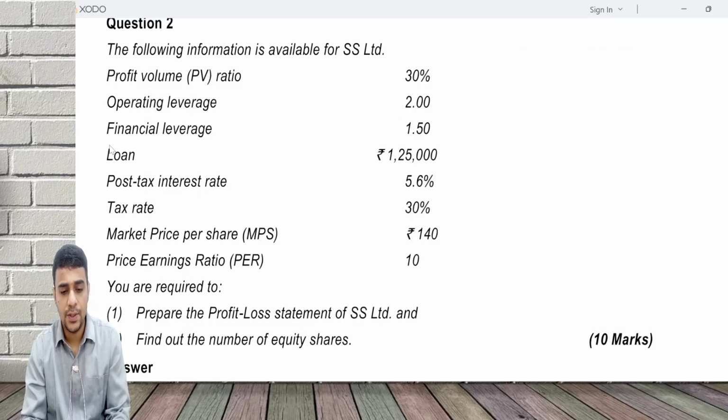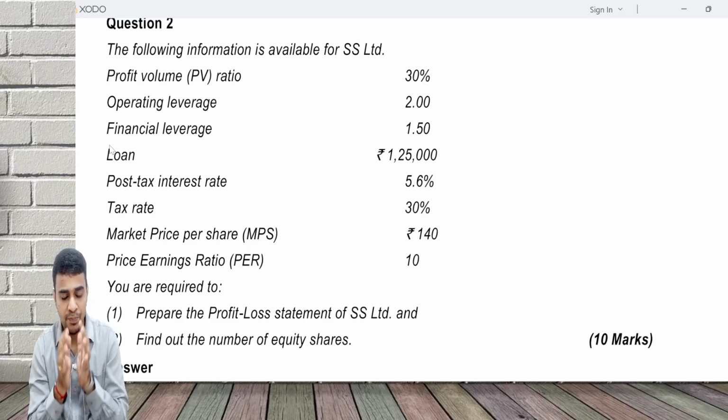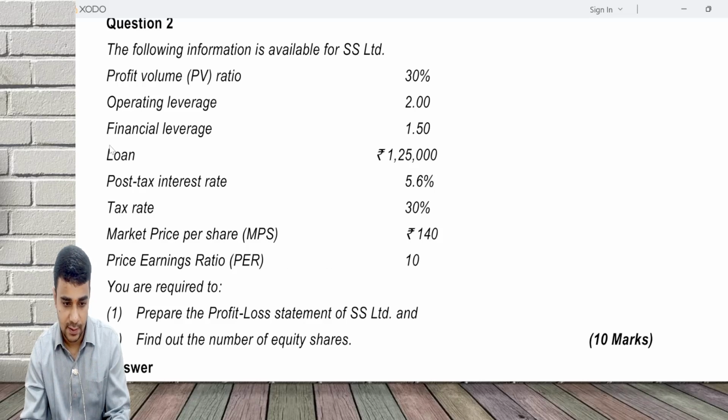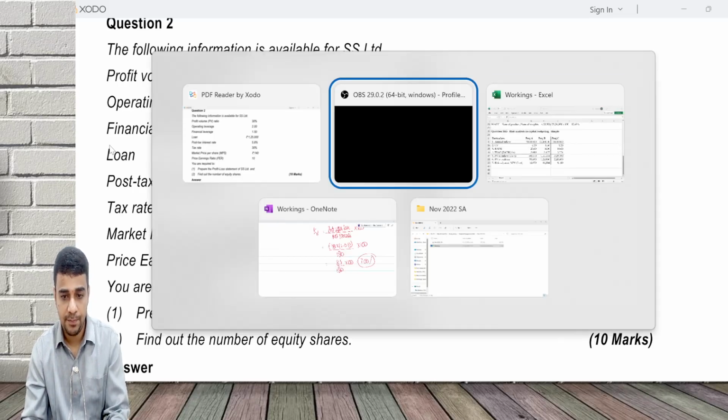Okay, this is a question on reverse working through the leverages. We have done similar questions in the class. We'll do the EBIT-EPS format, that is, the detailed profit and loss statement format. The number of equity shares will come in that statement itself. So let's put the statement first.